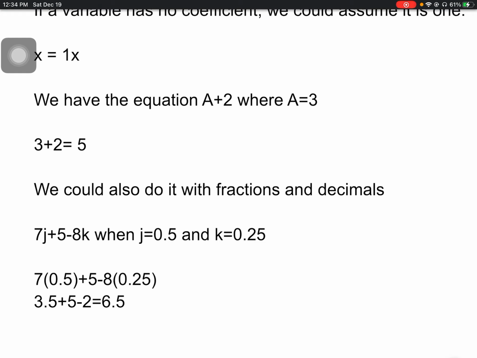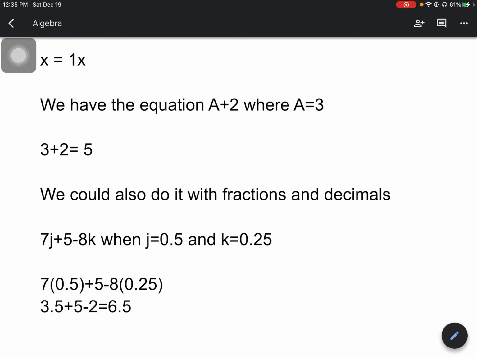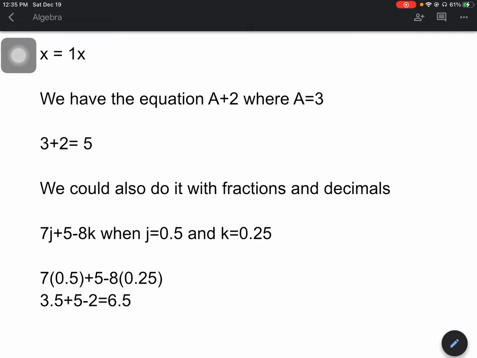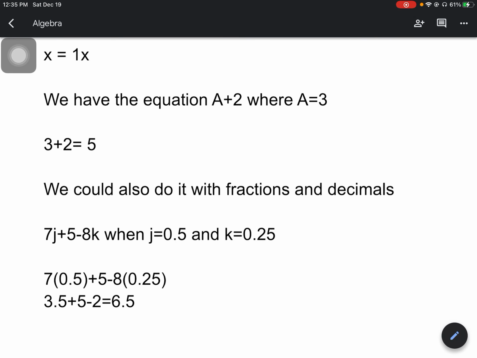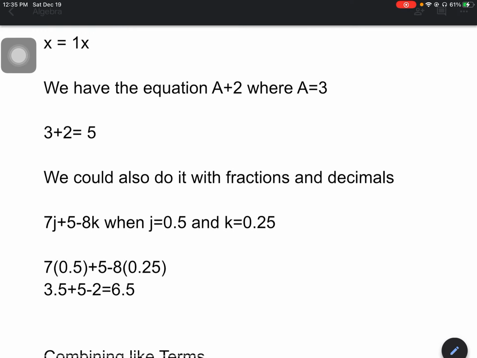For 7j plus 5 minus 8k, when j equals 0.5 and k equals 0.25, we can plug in 0.5 for j and 0.25 for k, which we show here. It shows that 7 is being multiplied by 0.5, which down here shows as 3.5, plus 5 because they are constant, they are not attached to any variable. And then negative 8 multiplied by 0.25, we know a fourth of 8 is 2, so it'll be negative 2. And we just add those together. 3.5 plus 5 is 8.5, minus 2 is 6.5.